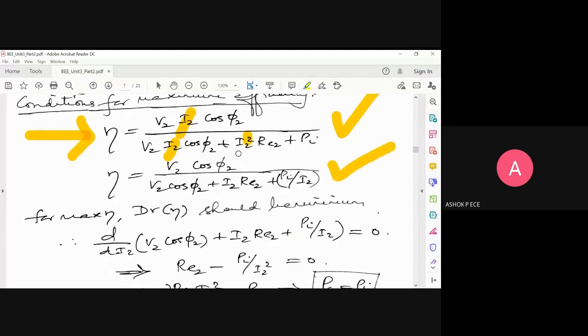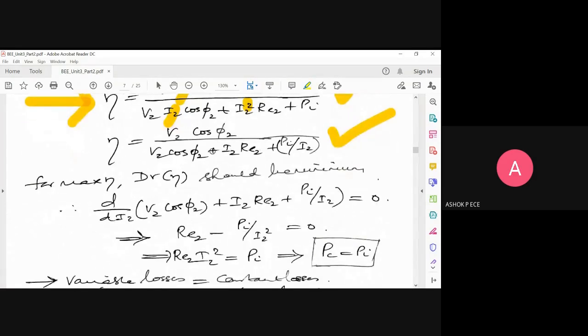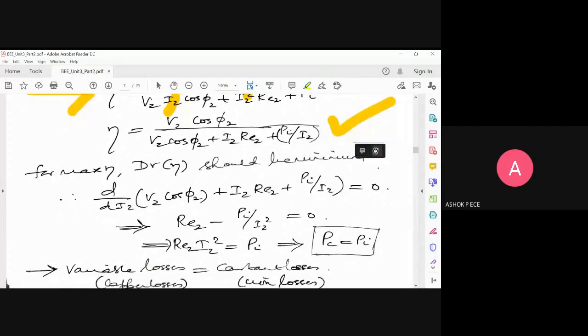And definitely you see everything is I2 dependent, because voltage will be constant. Only current is going to vary because of loading, correct? So if the efficiency of the transformer has to be maximum, the denominator has to be minimum. So you take the denominator and find the minimum value. You know how to find the minimum for anything: differentiate the denominator and equate that to 0. Differentiate with respect to what?